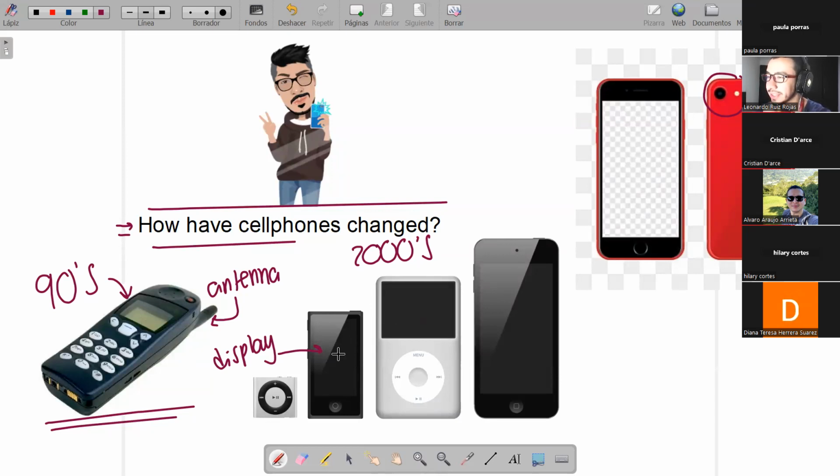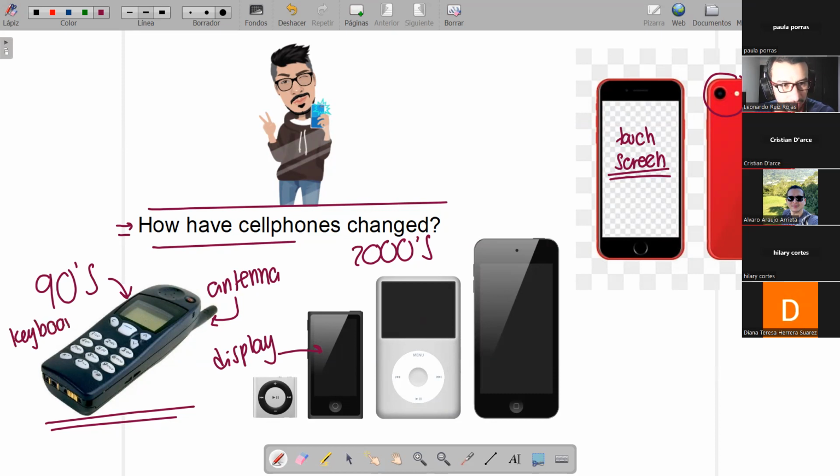Diana, Paula. Touch, Paula, sorry, again? Touch. Yeah, now they have touch screen, right? Okay, very good. In the past, the cell phone had a keyboard, but now they don't have it. Exactly, before they had a keyboard, right?